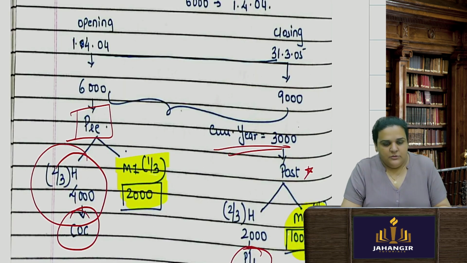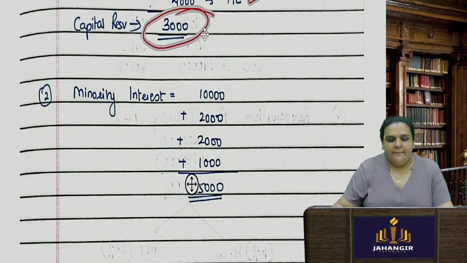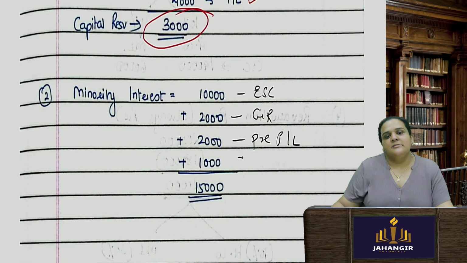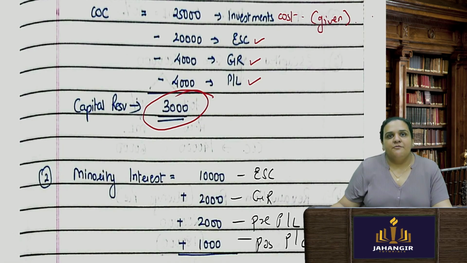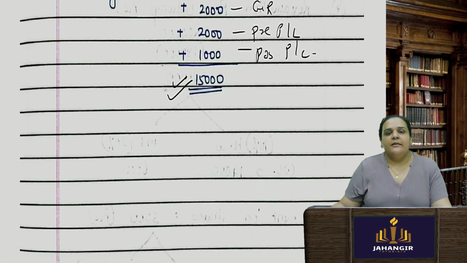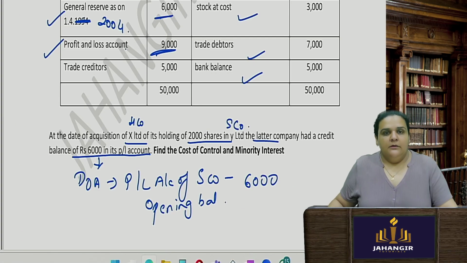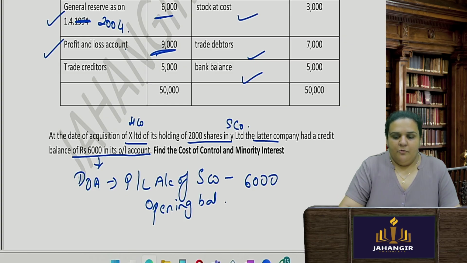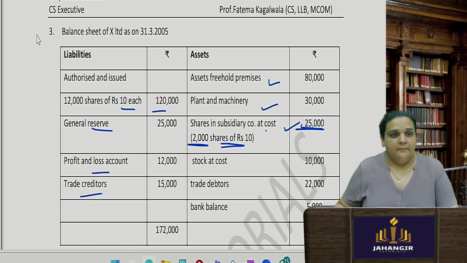So in that case, for minority interest, you see, this is your equity share capital, this is your general reserve, this is your pre-P&L and this is your post-P&L. So total is going to be 15,000. So cost of control is in the form of capital reserve, and minority interest is 15,000. Now I am moving to the next question. So we are done with question number 3.